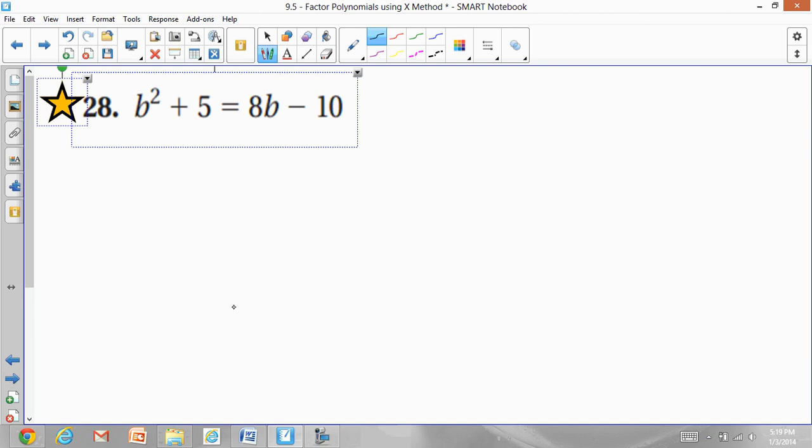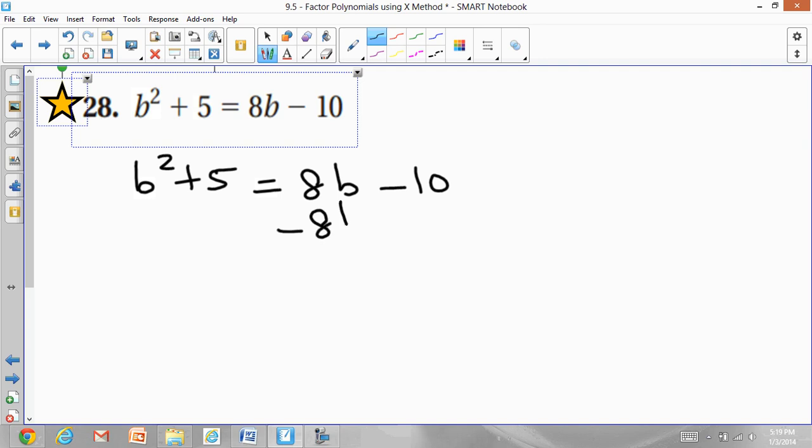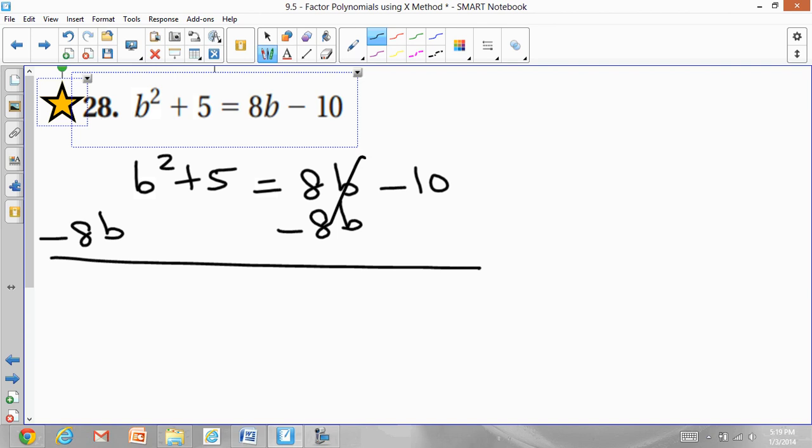Copy down question number 28. First, you need to identify that you cannot have variables on both sides when you're factoring polynomials. So your first step is to bring them all collectively to one side. So now I have b squared plus 5 equals 8b minus 10. I'm going to bring them all to one side. I'm going to do minus 8b on this side and minus 8b on this side. They cancel. So this is going to be b squared minus 8b plus 5.